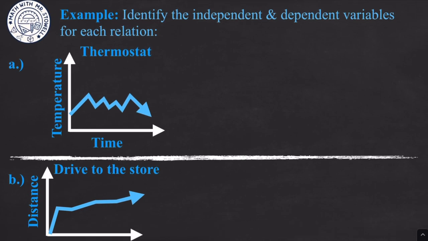Last thing that we're going to do. Identify the independent and dependent variable for each relation. Okay, well, this is going to be relatively easy because we said that typically our x value is independent, our y value is dependent. So in this graph right here, time is our independent variable. The temperature is dependent. Okay, temperature would be dependent upon the time.